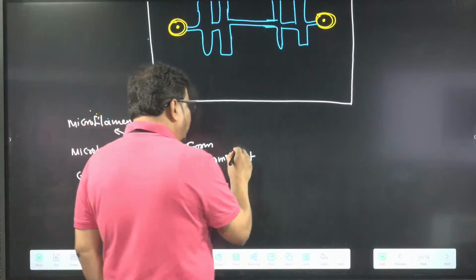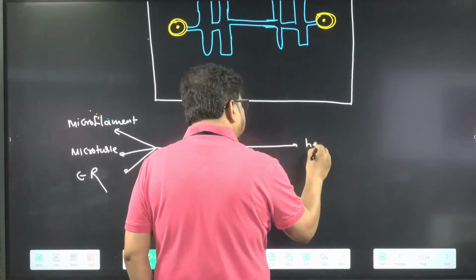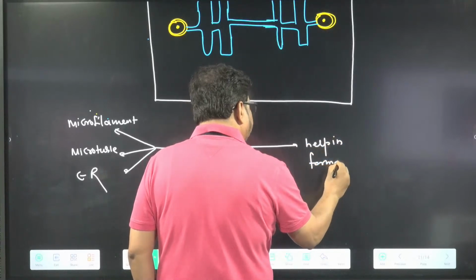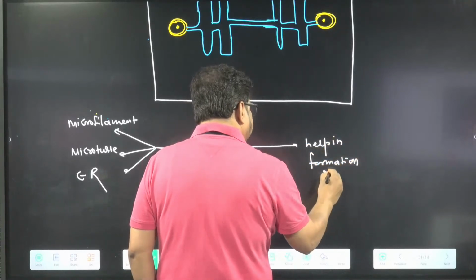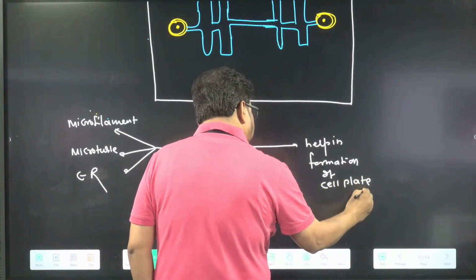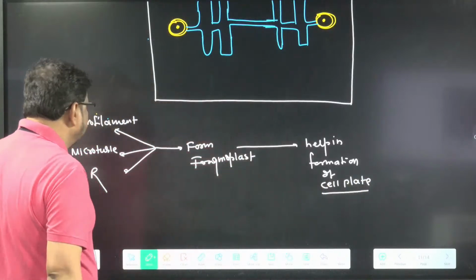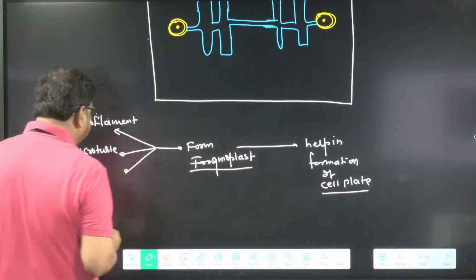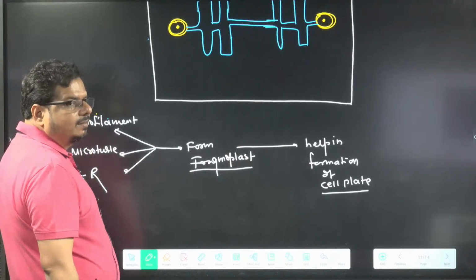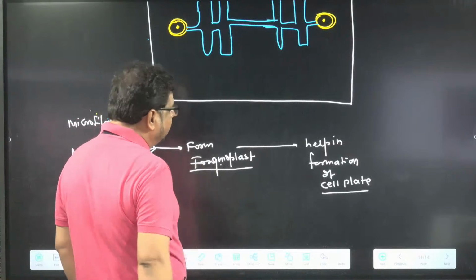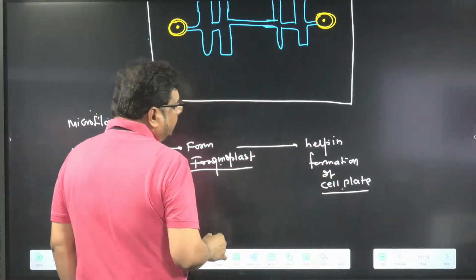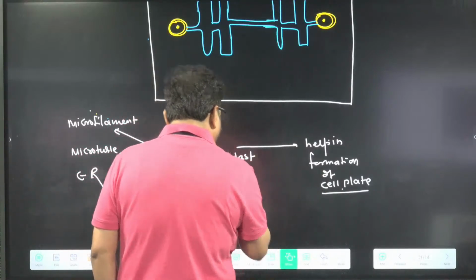Now these phragmoplasts help in the formation of the cell plate. So who forms the phragmoplast? Microfilaments, microtubules and the endoplasmic reticulum form the phragmoplast. And these phragmoplasts help in the formation of which one? The cell plate. During formation of the cell plate, what happens?